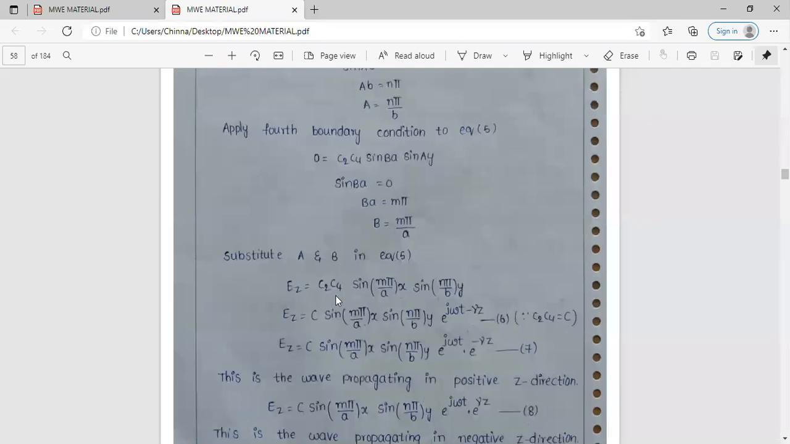Then we can obtain that z is equal to c2 c4 sin m pi by a into x sin n pi by b into y. So this is the equation we can obtain from the a and b values. So here you can consider c is equal to c2 c4, then you can substitute this value, and we can obtain the equation number 6. So if you go for the basic equation, then equation 7 will be obtained.